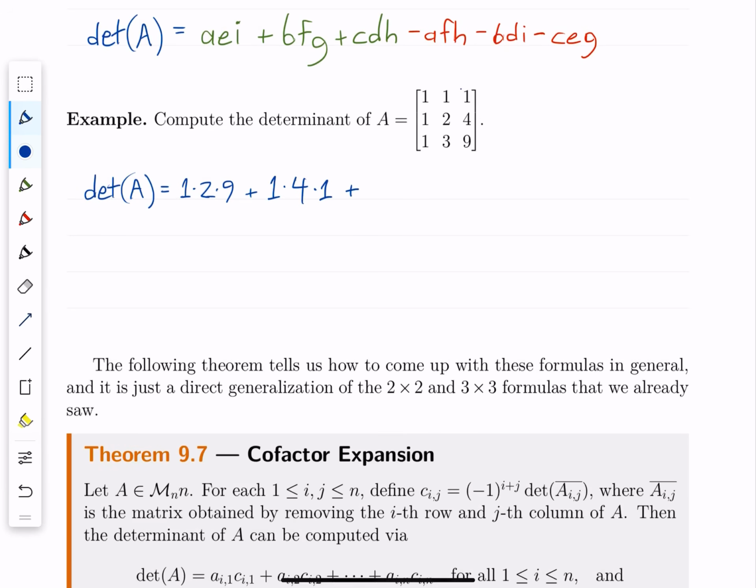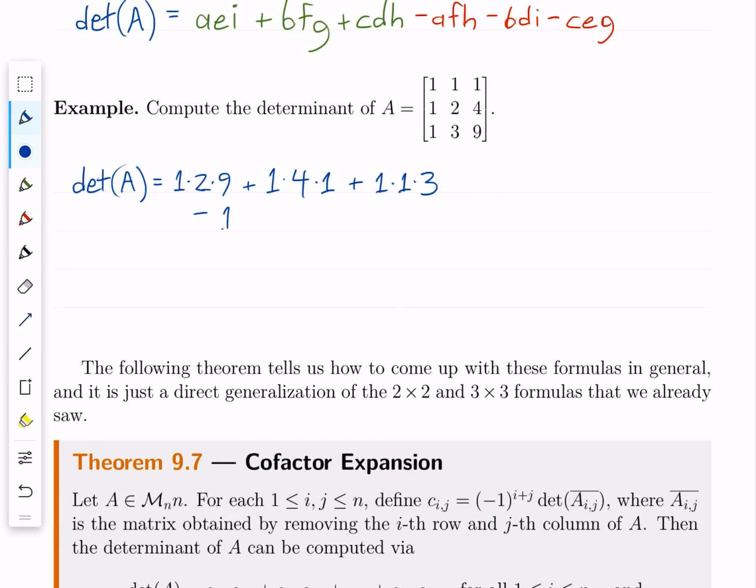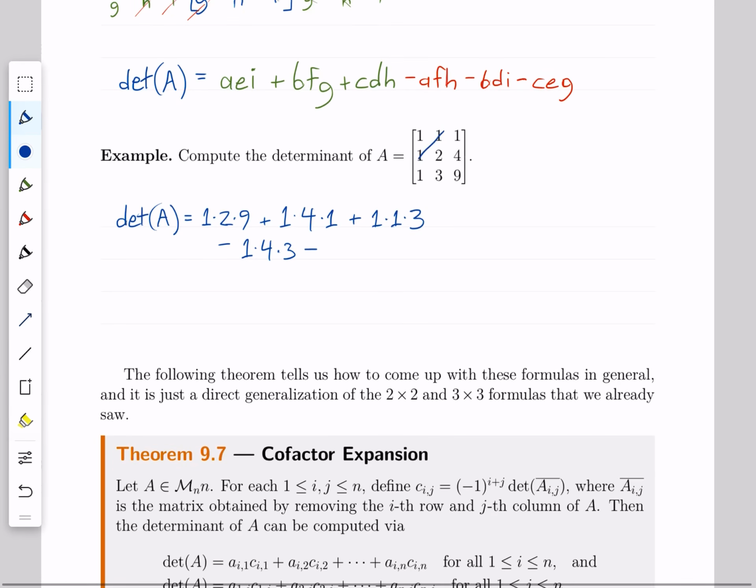And the next one is 1 loops around to 1, 3. Okay. So those are the 3 positive terms, and then minus our 3 backward diagonals. So let's do those next. 1 loops around to 4, 3. 1 times 4 times 3. And then minus 1, 1 loops around to 9. And then finally, 1, 2, 1 is our last backward diagonal.